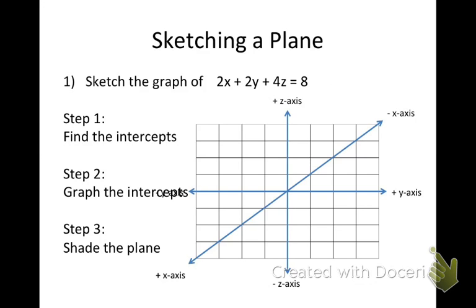So let's look at number 1 here. It says, sketch the graph of 2x plus 2y plus 4z equals 8. First thing I want to do is find my intercepts. I want to find my x-intercept. What would my x-intercept be, Drew? 4, 0, 0. Because I'd cover up my y and I cover up my z, right? Good. What about my y-intercept?